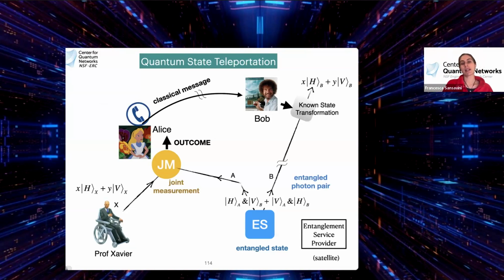So what happens is that Alice needs to call Bob. So this is a classical message. She will just need to communicate classically with an email, with a phone call. And she will have to tell Bob what is the outcome of the joint measurement. Without this piece of classical information, Bob cannot know what specific transformation to apply to his photon B to retrieve exactly the state that Xavier had.